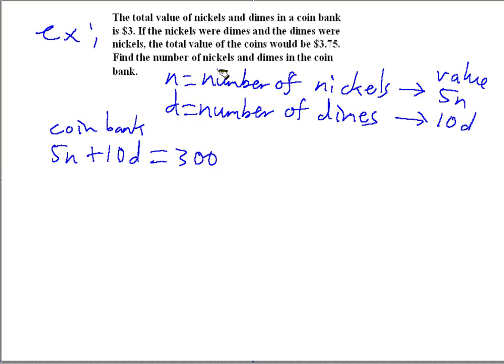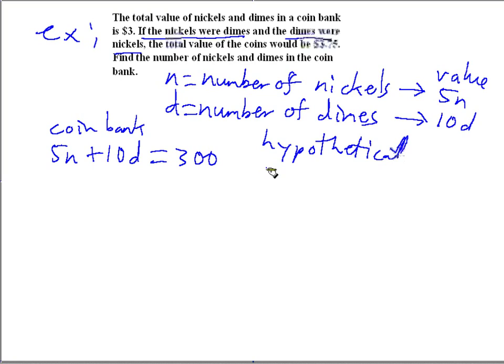Okay. Now, here's the key statement here. Again, if the nickels were dimes and the dimes were what? Were nickels. What does that mean? That means instead of having N number of nickels, let me say I have N number of dimes. And instead of D number of dimes, how about D number of nickels? Okay, so again, let's look at the hypothetical situation. So hypothetically speaking, what happens if I switch the number of nickels and dimes around?